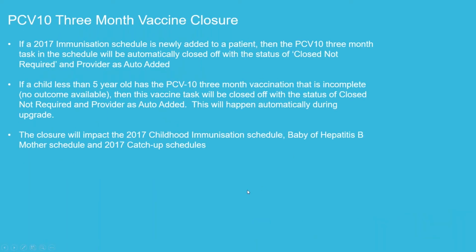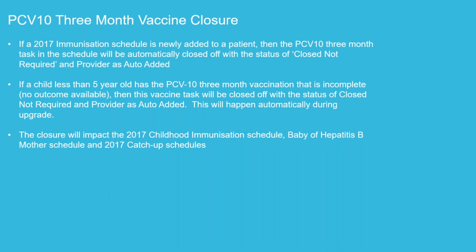The current PCV10 4-dose schedule will be reduced to 3 doses for those who are under 5 as of the 1st of July 2020. That will remove the 3-month PCV dose. Where applicable, any existing 3-month PCV10 dose tasks that are incomplete, where the patient hasn't yet received them, will be closed or removed.